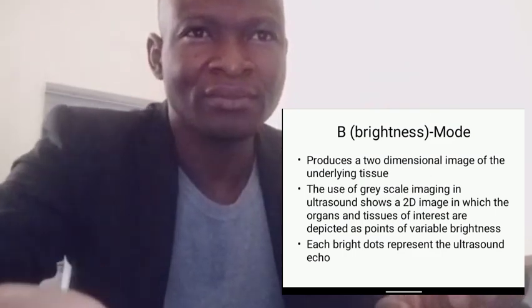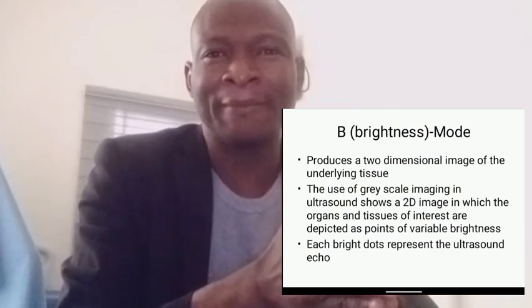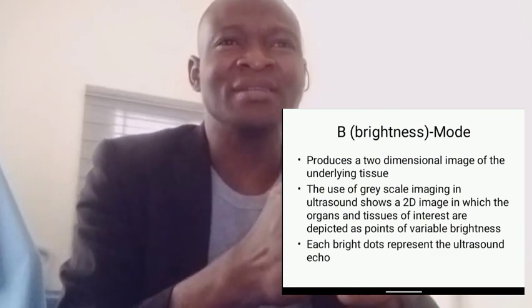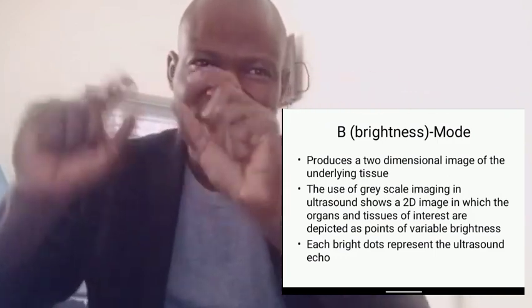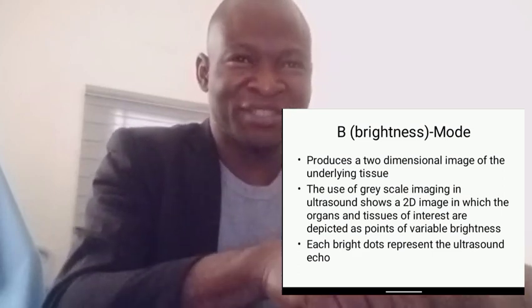The other mode, which is generally in use right now, is the B mode or brightness mode. The brightness mode produces a two-dimensional image of the underlying tissue. The use of grayscale imaging, ultrasound has shown the 2D image in which the organ and the tissue of interest are depicted as points of variable brightness. So each bright dot will represent an echo.